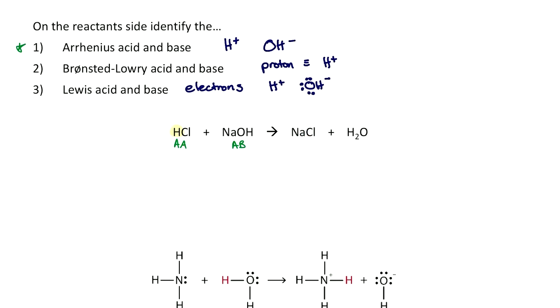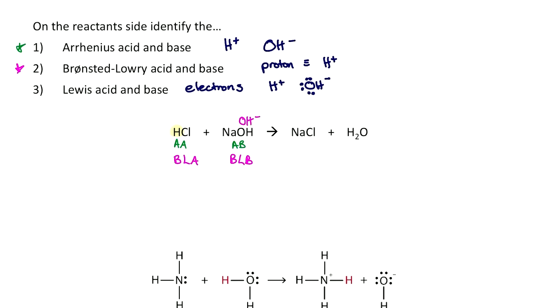I will make this pink, I guess. So HCl here is our Bronsted-Lowry acid, and sodium hydroxide is our Bronsted-Lowry base because that OH minus is accepting that H plus to make water.